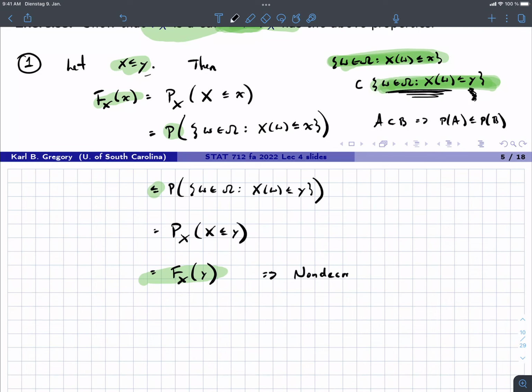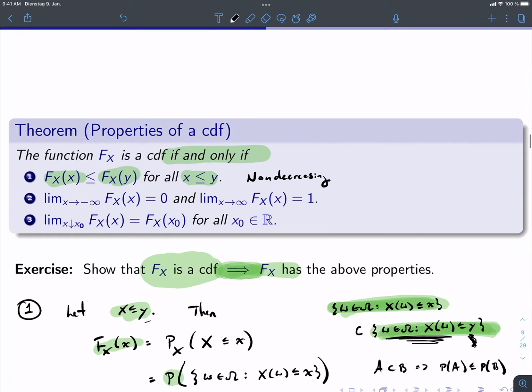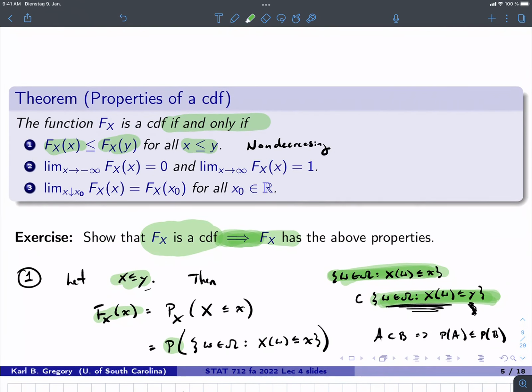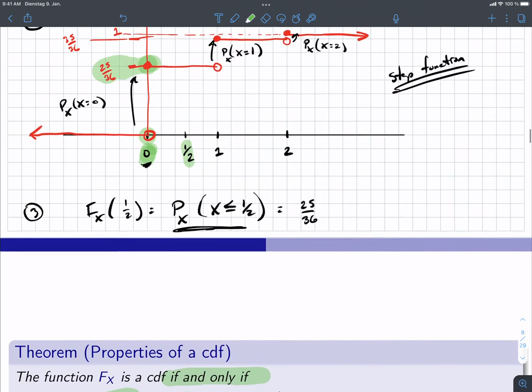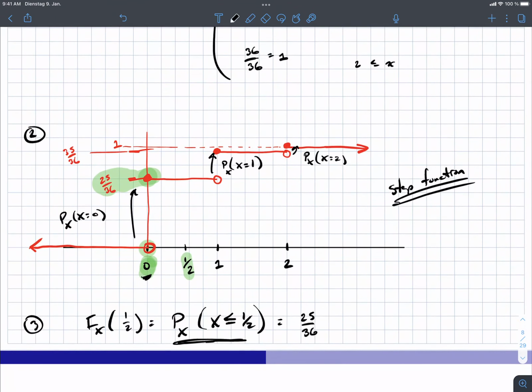A CDF has to be non-decreasing. All right, let's look at number 2. Number 2 tells me that if I send x down to negative infinity, the limit of my CDF has to be 0. And if I send x up to positive infinity, the limit of my CDF has to be 1. So we can look at this picture. If I go to the left, my CDF goes down to 0, and if I move to the right, my CDF goes up to 1.